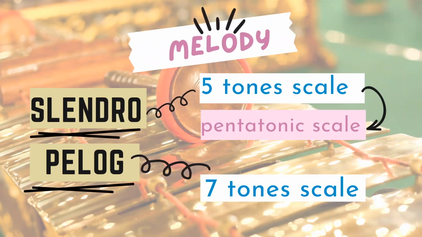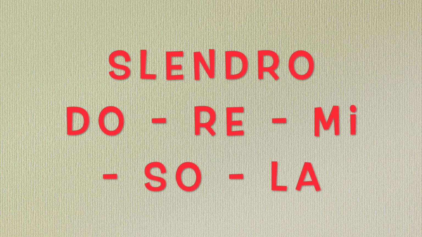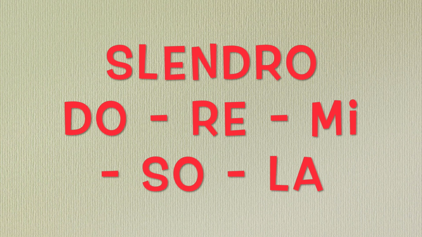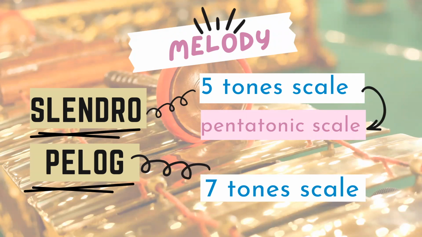Melody means the tune of the song. It uses the slendro or the pentatonic scale, which is composed of 5 tones. And these are the do, re, mi, sol, la. While pelog or heptatonic scale uses 7 tones such as do, re, mi, fa, sol, la, ti.